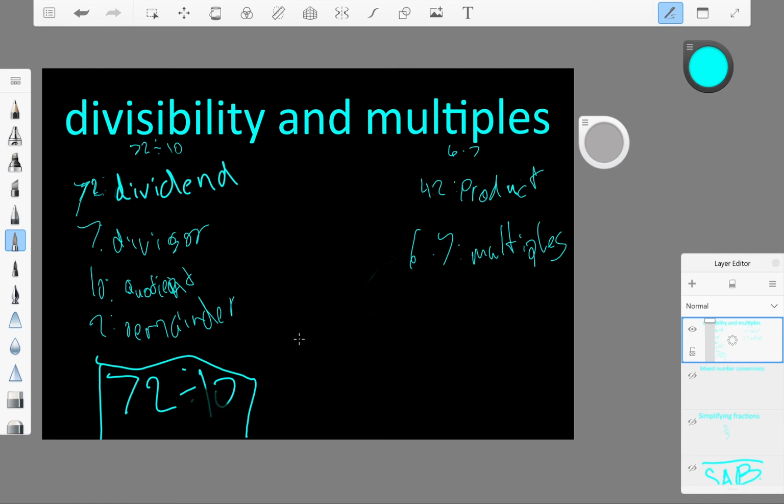Am I bad at this? I'm bad at this. Sorry, it's supposed to be 72 divided by 7. Now, the number that's dividing it is 7. So 7 is our divisor.